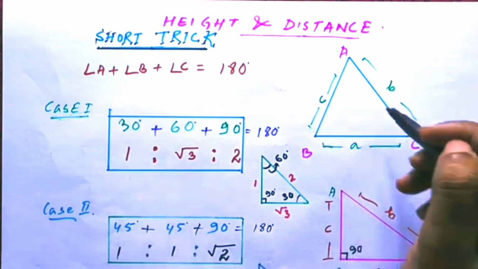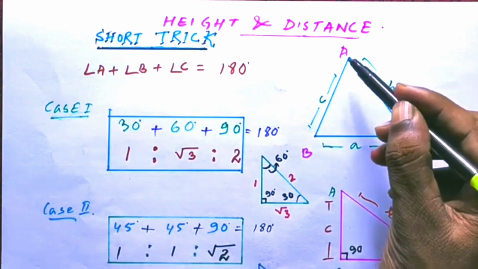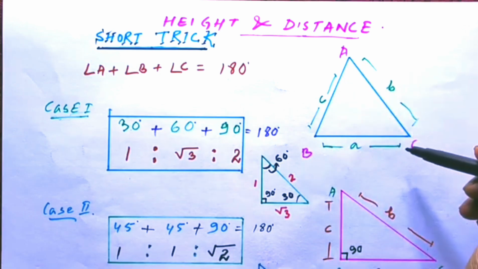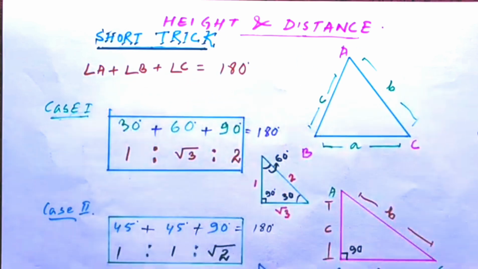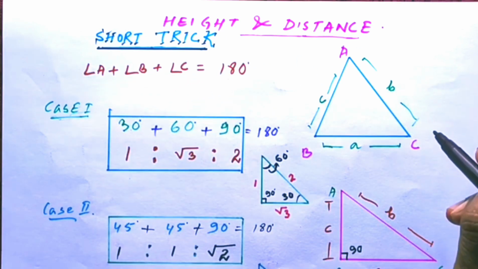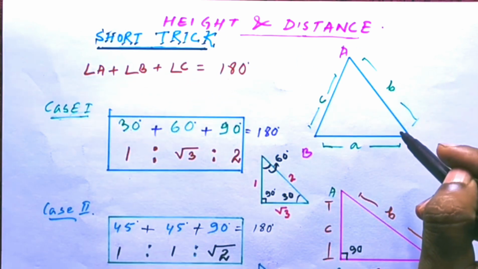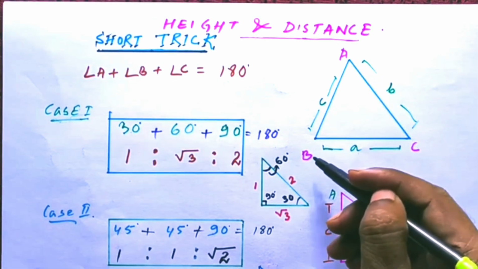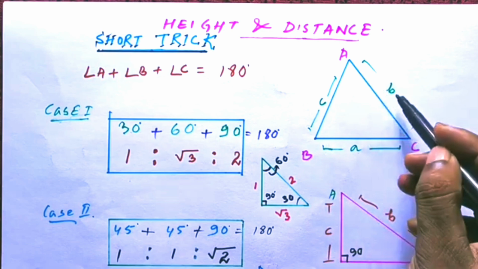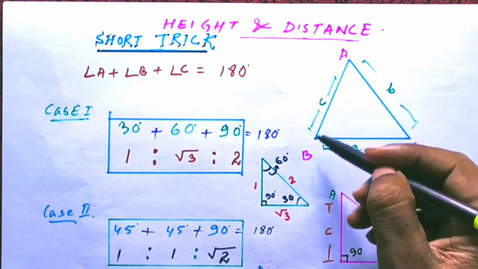Let us draw any triangle. Here we have drawn a triangle and there are three angles A, B, C. We know that the sum of the three angles, A plus B plus C, is equal to 180 degrees. There is a theorem: the sum of the three angles of a triangle is 180 degrees. With respect to angle A, we write BC as side a. With respect to angle B, we write AC as small b. With respect to angle C, we write AB as small c.